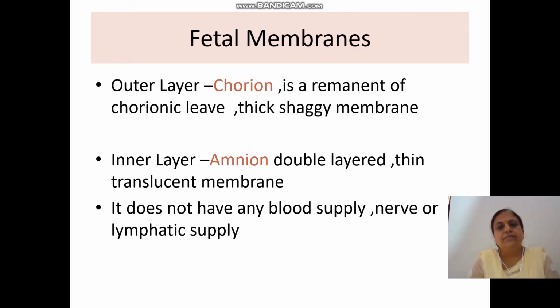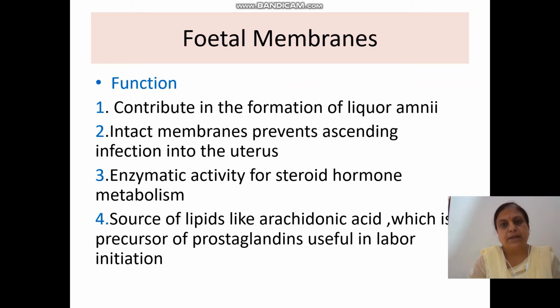Fetal membranes: we know there are two membranes, amnion and chorion. The outer layer is the chorion, a remnant of the chorionic laeve, which is a thick shaggy membrane. The inner layer, the amnion, is a double layered thin translucent membrane. It does not have any blood supply, nerve or lymphatic supply.